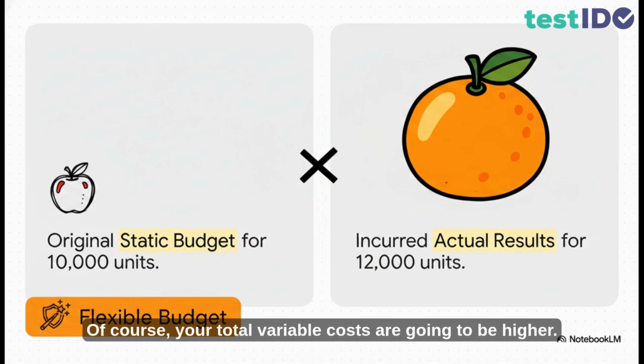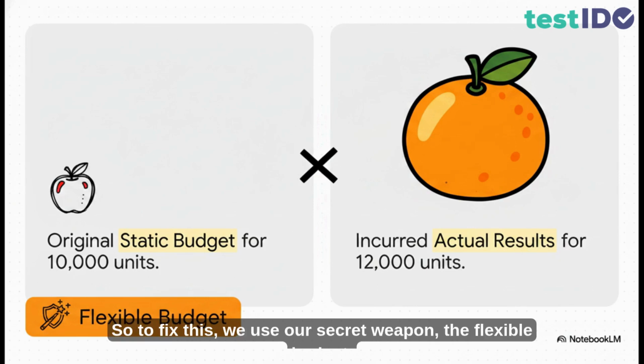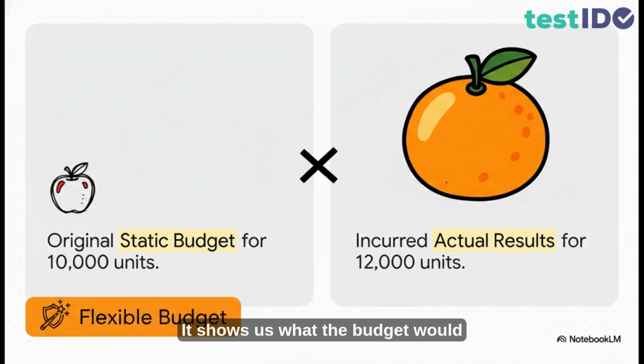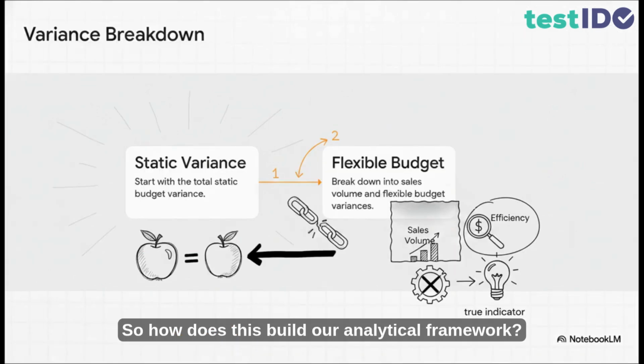Of course, your total variable costs are going to be higher. You made 2,000 more units. So to fix this, we use our secret weapon, the flexible budget. It shows us what the budget would have been if we had perfectly predicted that actual volume of 12,000 units right from the start. So how does this build our analytical framework?